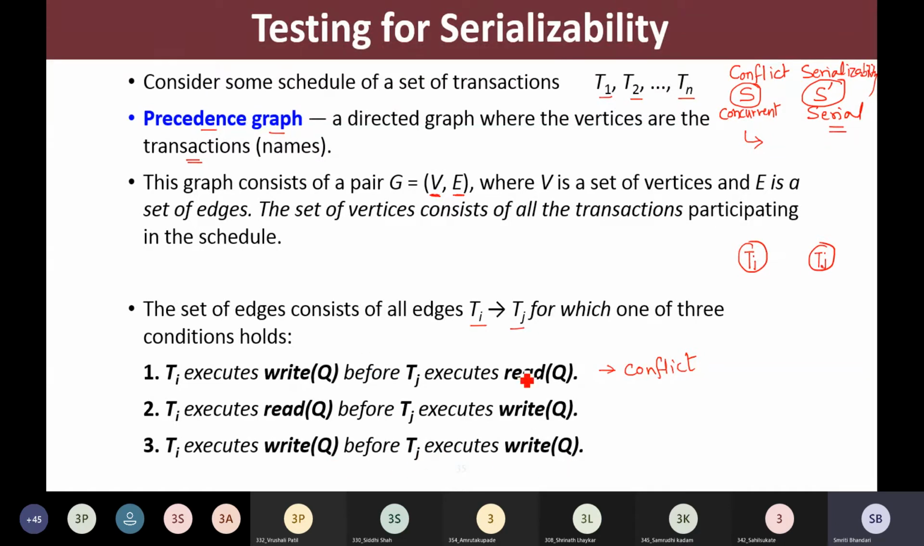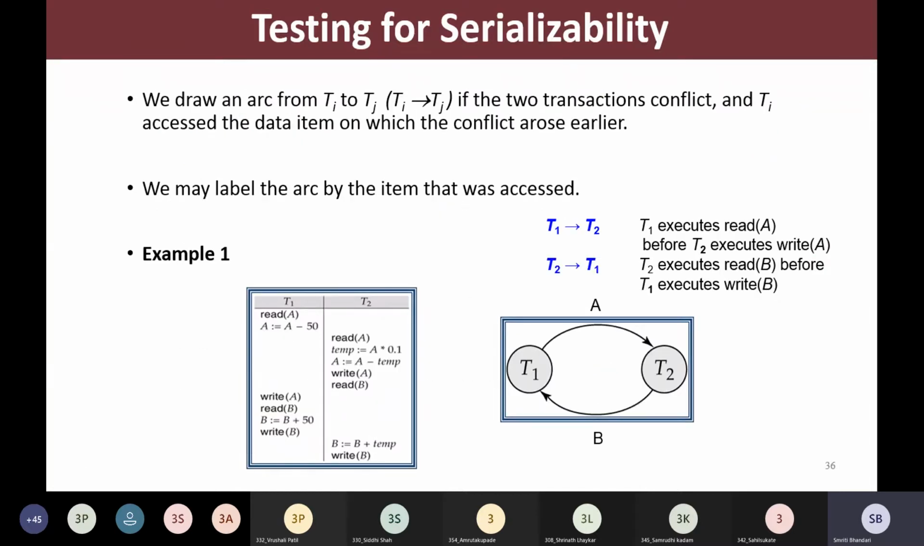So if both the instructions deal with the same data item and both are write, or one of the instructions is write, then obviously we are having the conflict. And if there is a conflict, then we are going to draw an edge between this Ti and Tj. Right? So this is how we are going to draw the precedence graph. So let us see one example for that.